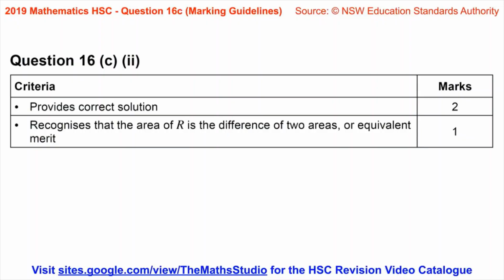The following are the marking guidelines for question 16C, Part 2. For 1 mark, we have recognizes that the area of capital R is the difference of two areas or equivalent merit. And for 2 marks, we have provides correct solution.